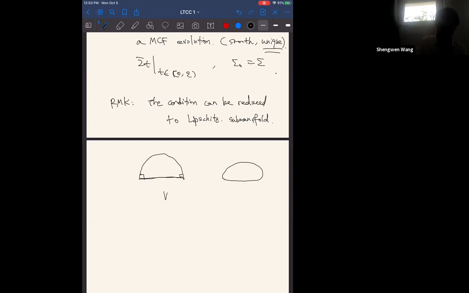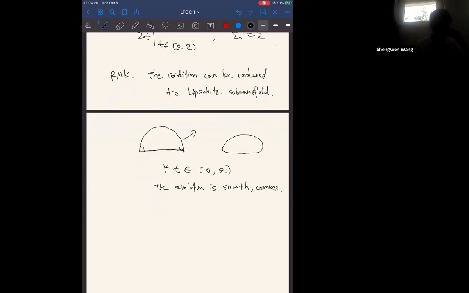So for any t in (0, epsilon), not including zero, the evolution is smooth. And actually there's no flat point anymore. Every point becomes instantly positively curved in this case. This initial surface is actually weakly positively curved inward, even though there are singularities, and then it will instantly become a smooth convex hypersurface. This is called the local smoothing effect. Okay, any other questions?